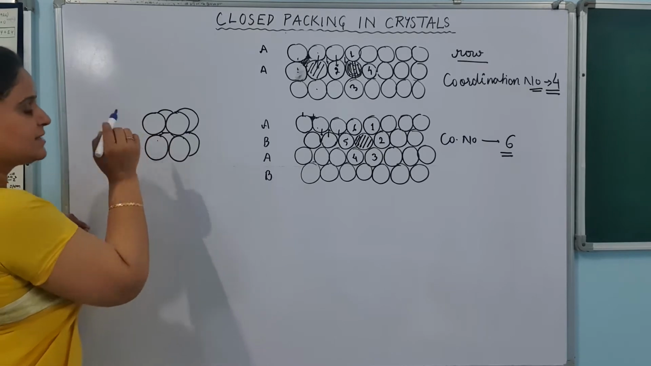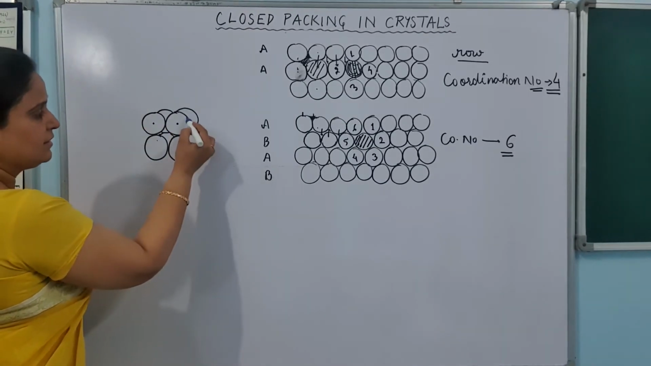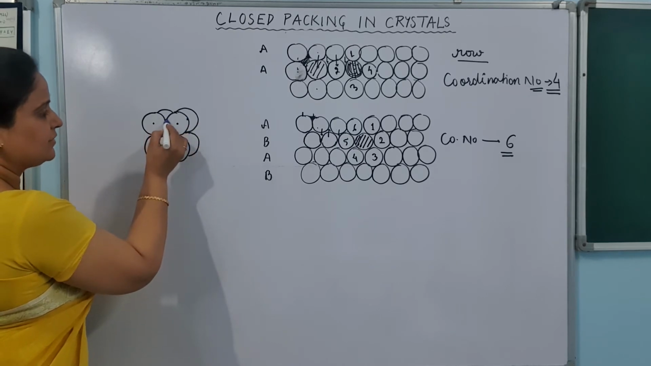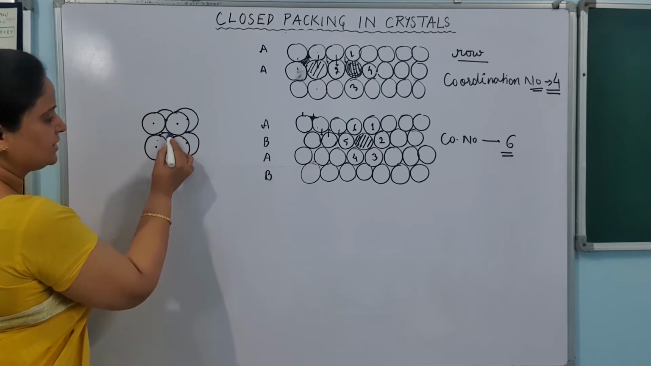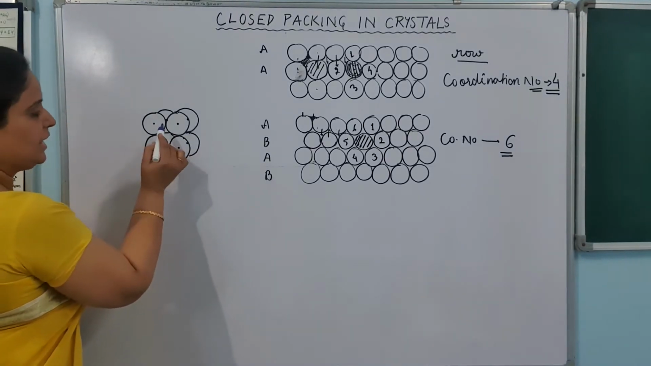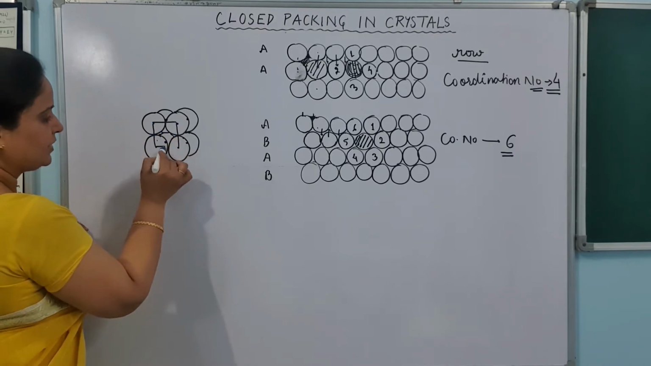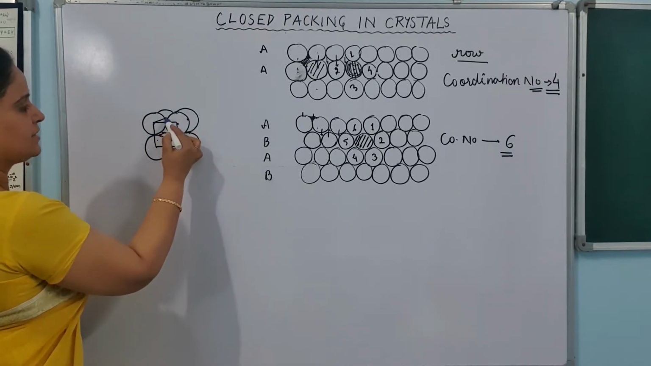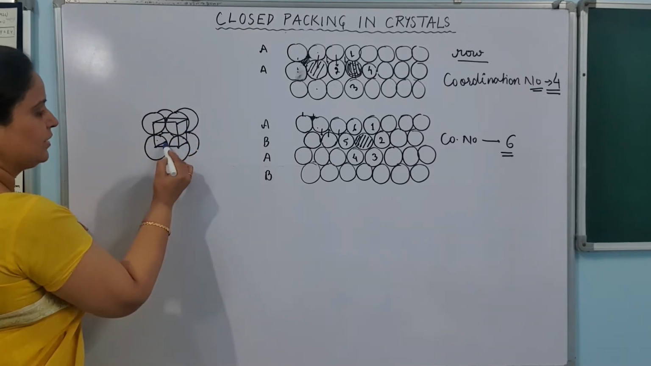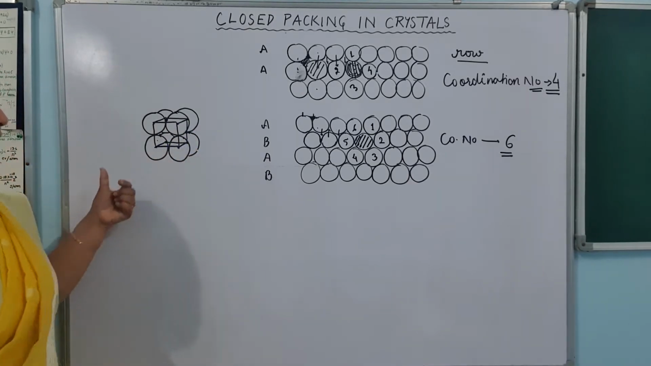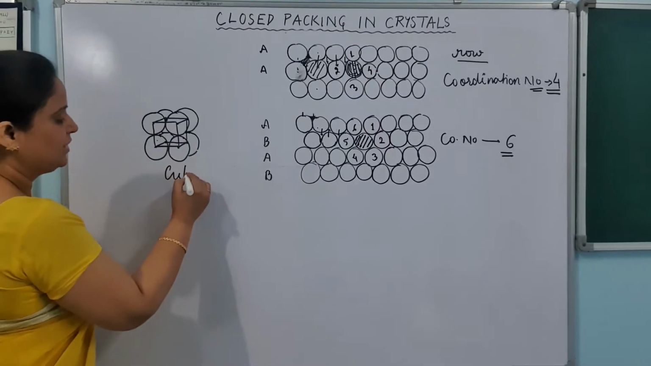I am picking the center of each ball. This center will be here and its center will be here. Same way, the center here and its center will be somewhere here. And I am connecting these centers. Can you understand? And this is what is happening. Can you identify this structure? Yes, this is a cube. No doubt this is a cube.